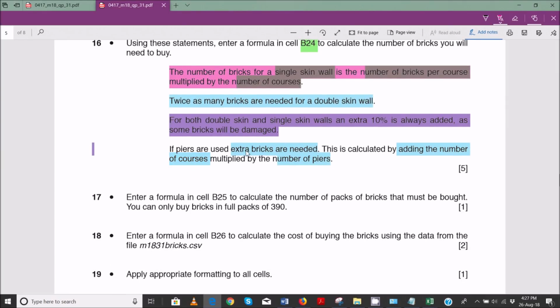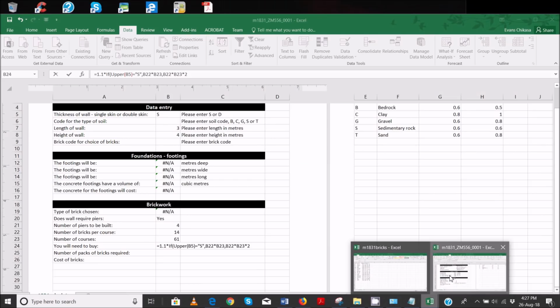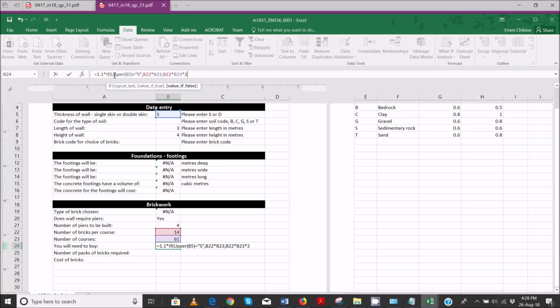If pies are used, extra bricks are needed. How is this calculated? This is calculated by adding the number of courses multiplied by the number of pies. We only need pies if it is a single skin wall. That's when we need pies. So in our formula, pies are going to be added only when this part is true.